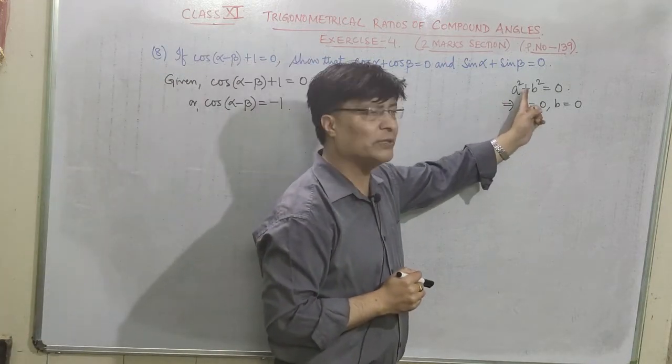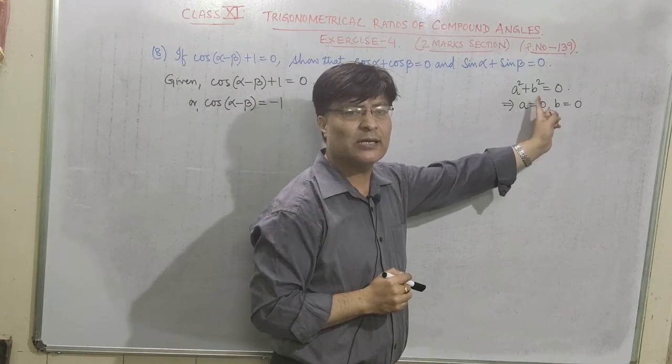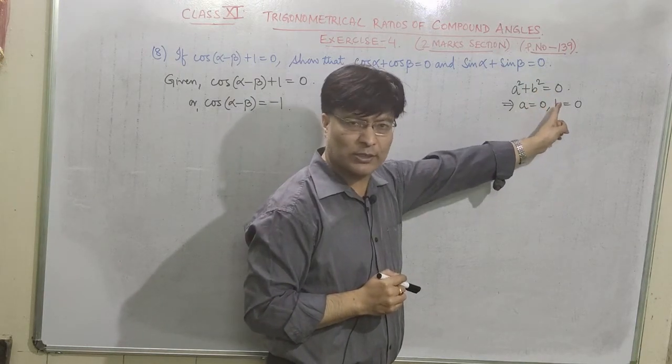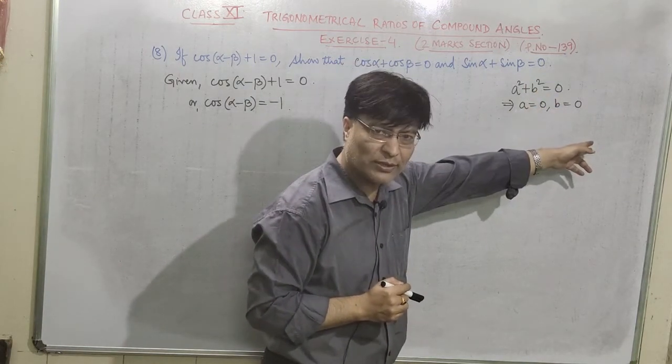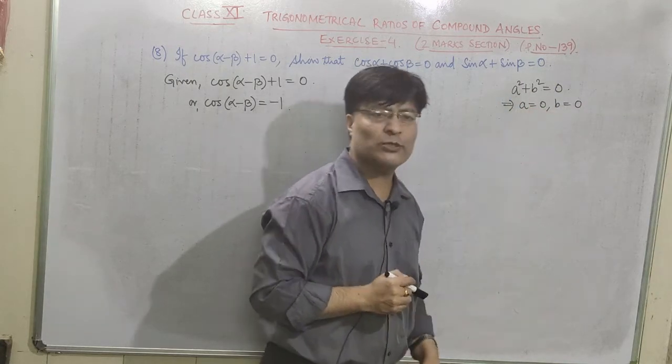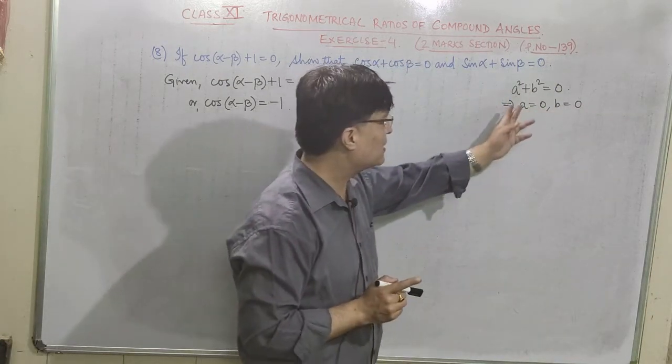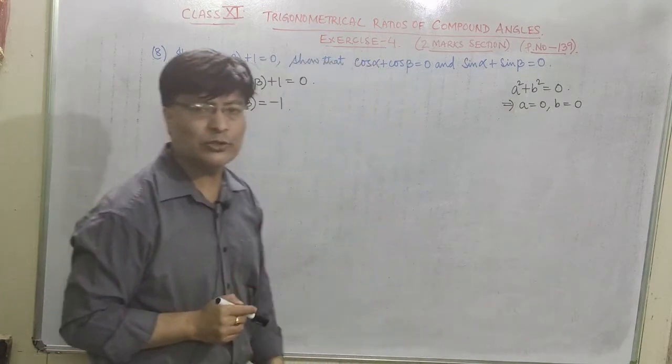Then only we can prove this LHS is equal to RHS. That is 0 whole square is 0 plus 0 whole square is 0. 0 plus 0 is equal to 0. Isn't it? So if a square plus b square is equal to 0, it implies that a is equal to 0 and b is equal to 0.